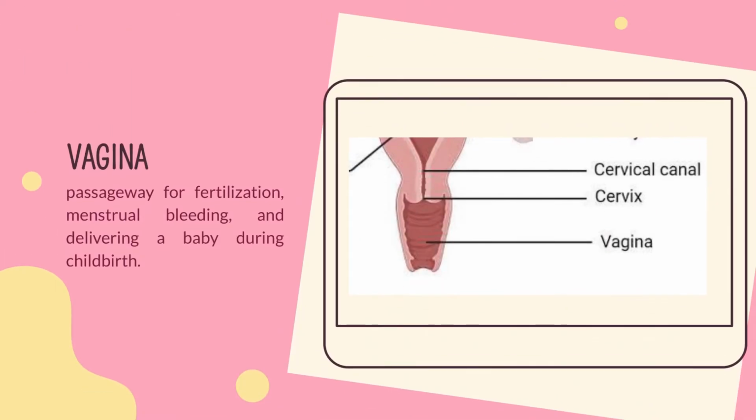Moving inside the female reproductive system, we'll meet one of the most known parts of it, the vagina. It is where the penis is inserted during sexual intercourse, and it's known as the passageway for sperm to the egg. It is also the passageway for menstrual bleeding and delivering a baby during childbirth.